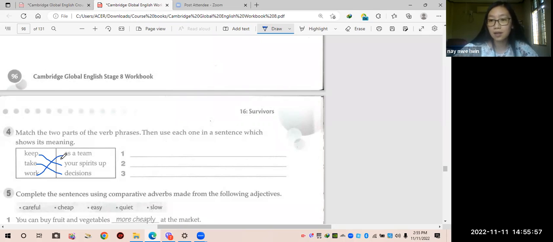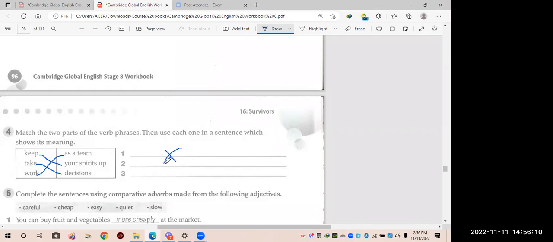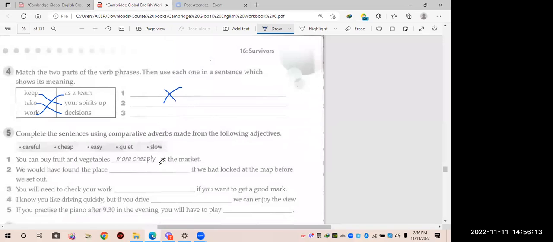So these are kind of like collocations, right? Again, you can also use these phrases in your writing. So keep your spirits up, take decisions, and walk as a team. And they are quite easy to use in a sentence. So that is why I don't do this one. So is that okay? Yes.